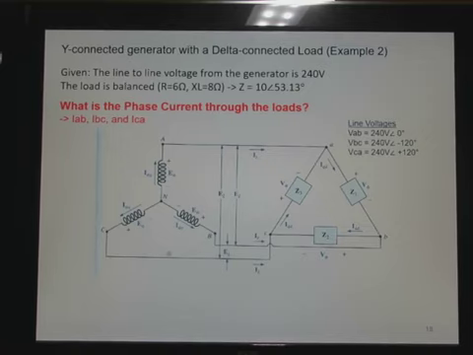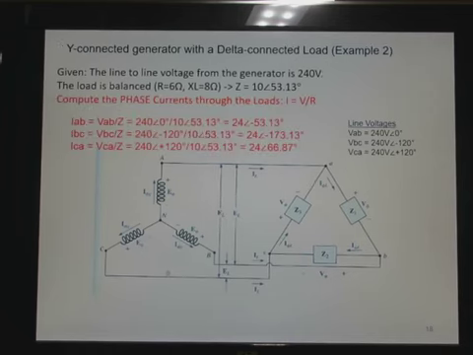So we'll go to our next slide here. We now divide the voltage magnitude by the impedance magnitude and subtract the angles. We get 24 amps at the various angles. These are the phase currents at the load.